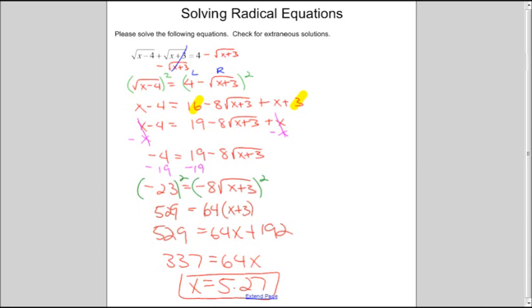Here it works great. These problems, I can't reiterate enough, they all revolve around you can do anything you want as long as you do it on both sides. It's just a little trickier to apply when you're talking about squares and square roots and multiple terms and things of that nature. Okay, enjoy.